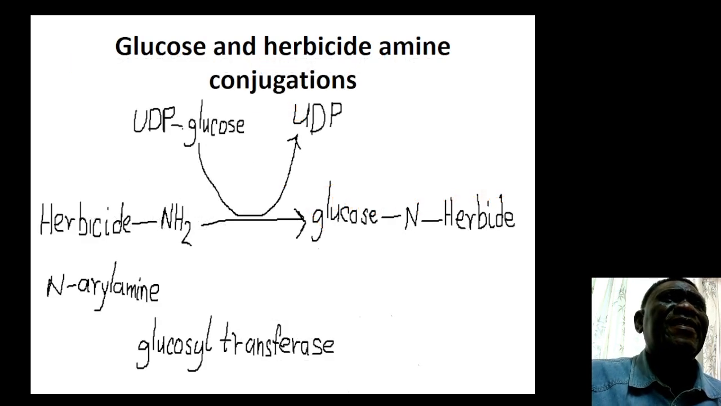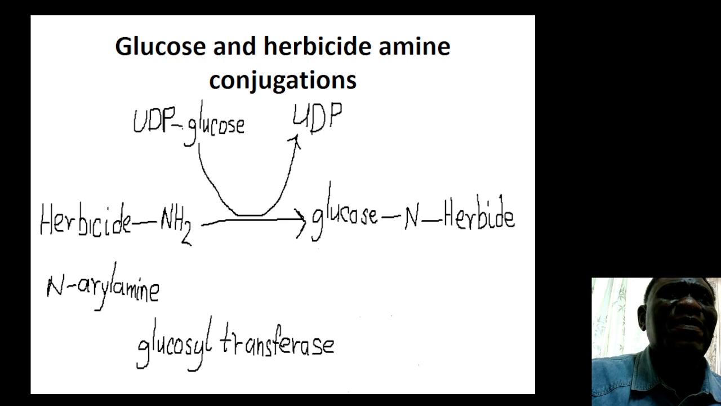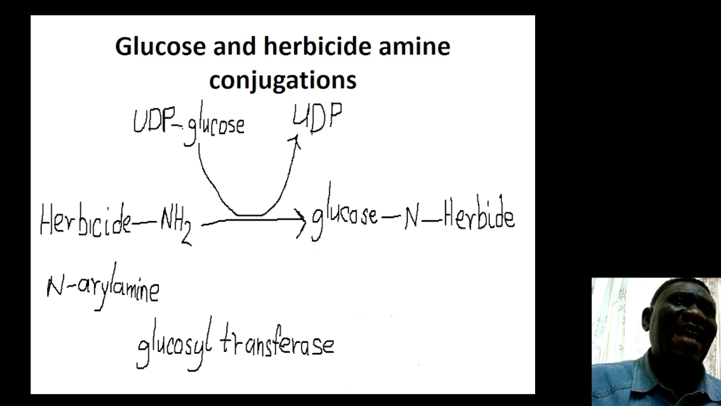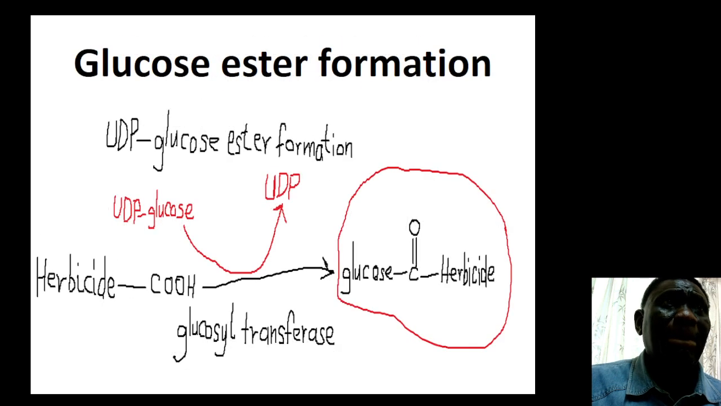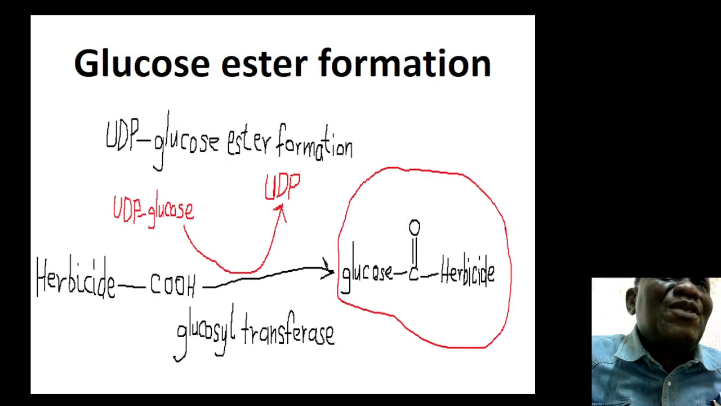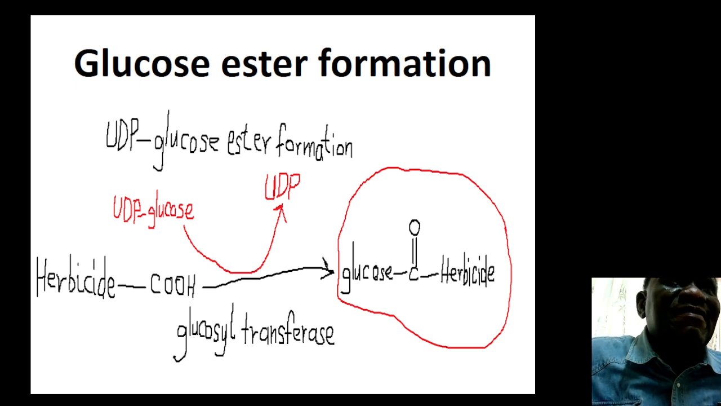The other process is where you have a herbicide carrying an amine, NH2. Again, it combines with the glucose at the nitrogen atom, and the UDP is released. Again, we have the glycosyl transferase. Glucose ester formation, which we have tried to explain.